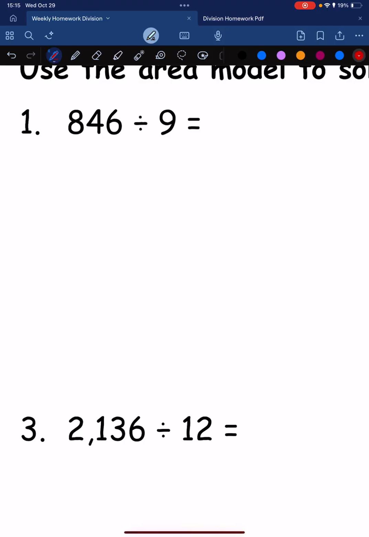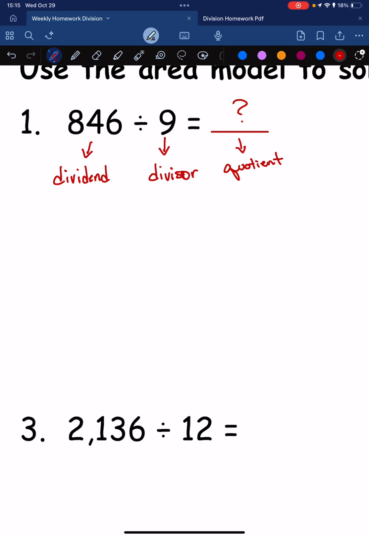So first things first, and I don't remember what my colors were before because I really was just winging it. So remember that this is our dividend. It is being divided. This is our divisor. It is doing the dividing. I'm writing dividing. Divisor. And what we are looking for is our quotient. That is going to be the answer. Quotient. Okay, so this is what we're looking for. What is the answer to this problem?